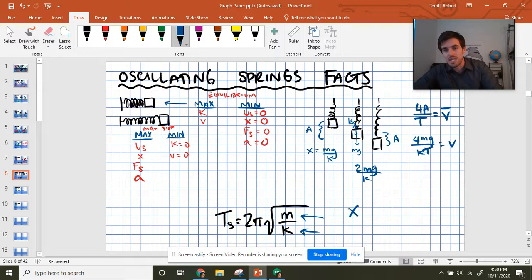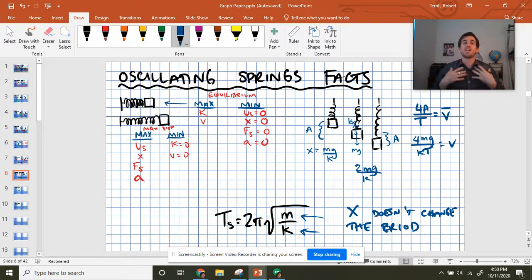Remember, though, the big thing here is that the displacement x does not change the acceleration or the period. X would change the spring potential energy, and it would change the kinetic energy that we have at the equilibrium position. But because x also increases the distance it's traveling, it doesn't make a difference in the period. So those are the big facts on oscillating springs.